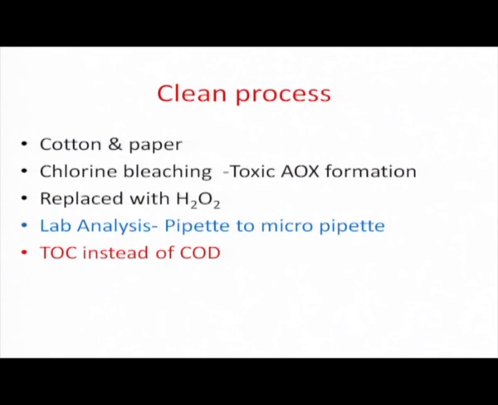So there are plenty of examples: replacement of COD with TOC, going for smaller versions of pipettes and burettes, and in chemical processes chlorine replaced with hydrogen peroxide. We have to thoroughly analyze whether any toxic chemicals are used, and then replace them. As I mentioned before, green chemistry is a pollution prevention technique, and if you adopt the 12 principles wherever possible, no waste will be generated from industries.